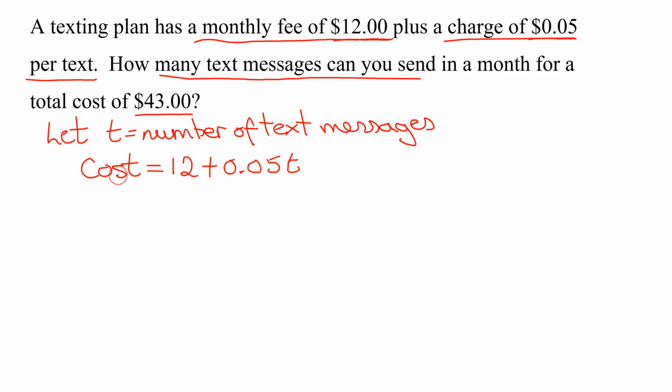And now what does that total cost equal? We know the total cost equals $43. So 12 plus 0.05T has to equal $43. And there's my simple linear equation. I need to get T all by itself on one side, so I'm going to subtract 12 from both sides.